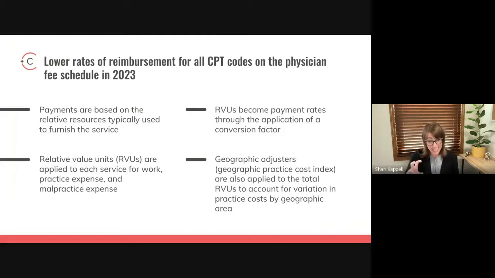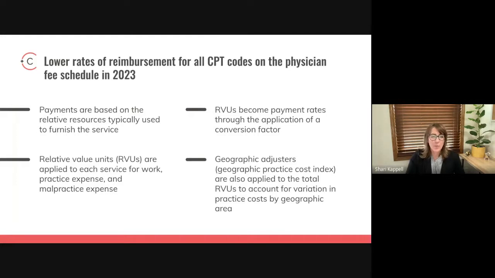Right. So this is per CMS now. Payments are based on the relative resources typically used to furnish the service. So relative value units are applied, and those are RVUs, to each service of work for practice expense and for malpractice expense. So these RVUs become part of the payment rate through the application of a conversion factor. The geographical adjusters, they're also the geographical practice cost index, or GPCI, as we like to say in our community, are also applied to the total RVUs to account for the variation in practice costs by geographical area.